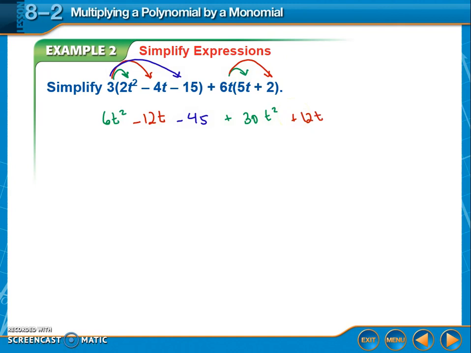Okay, so then I want to combine any like terms if I have any. This and this cancel each other out because you have positive 12t and negative 12t, so they become nothing. Then you want 6t squared and 30t squared to make 36t squared. And then we still have negative 45. And then that is your final answer.